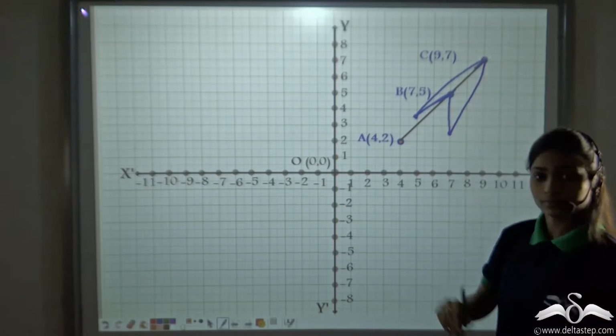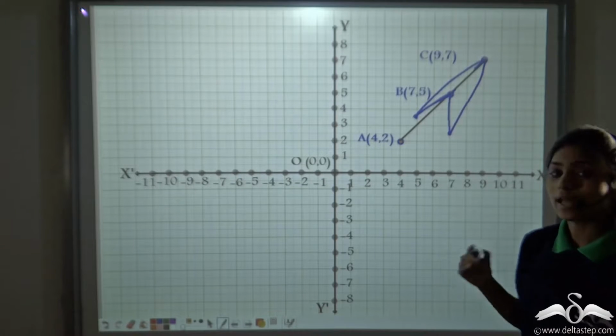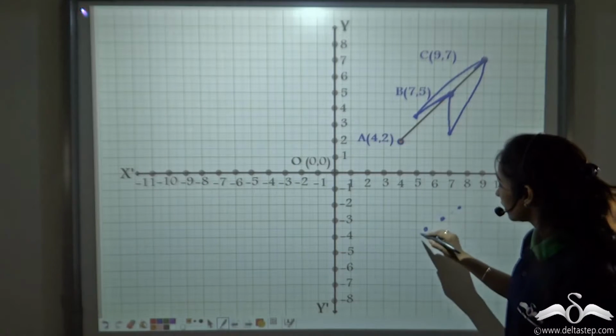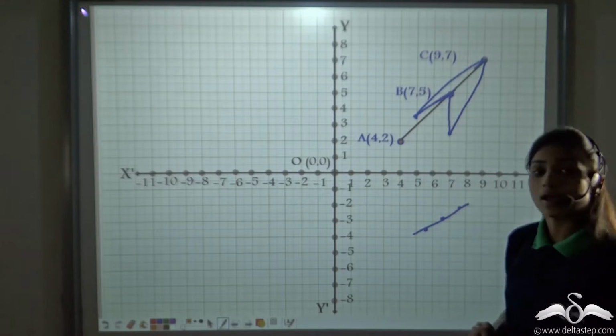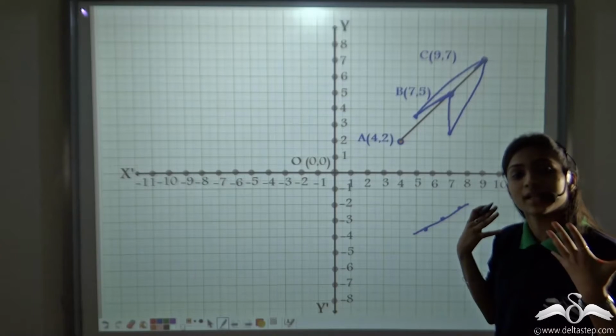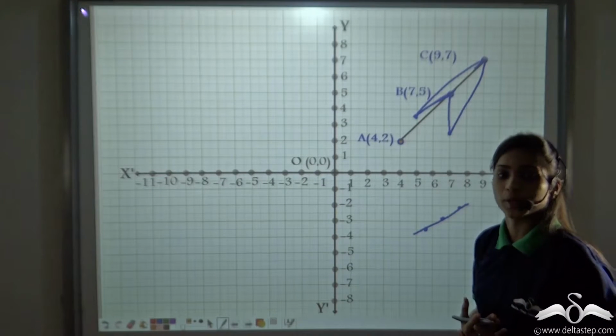The points will differ. So that is why we are saying that if 3 points are collinear, the area of the triangle formed by them will always be 0 because they will never form any triangle between them.